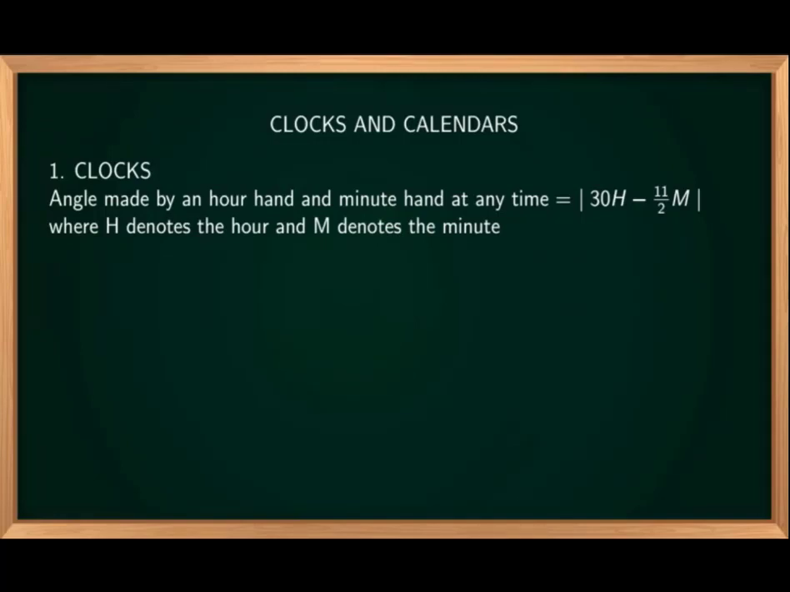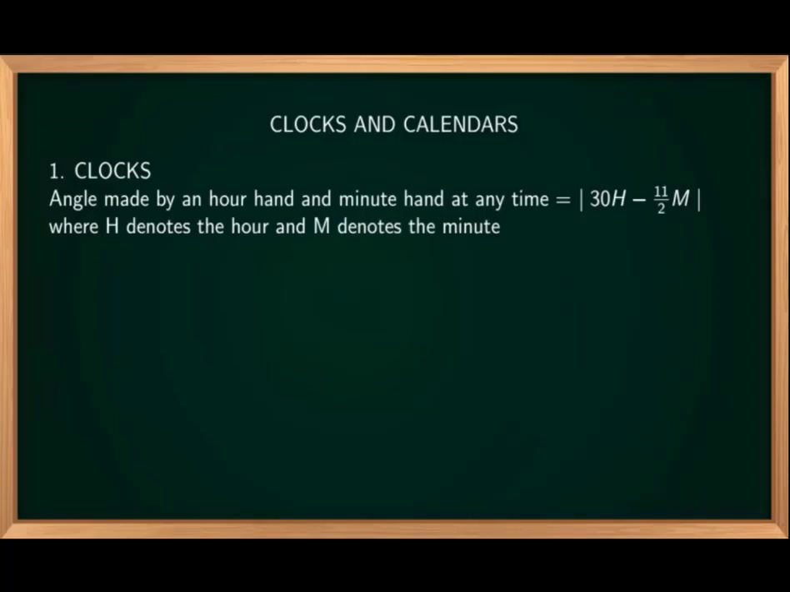In the clock topic, we need just two equations for doing all the problems. First, clock questions normally ask you to find the angle between the hour hand and the minute hand. Then another question may come from mirror image. Then some theoretical questions are there. We will discuss that.